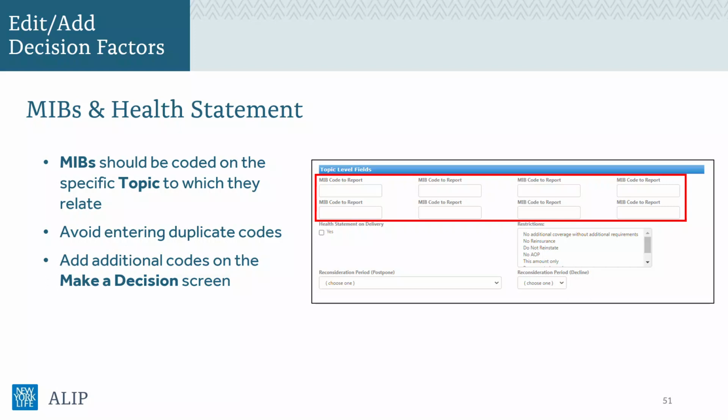If more MIBs need to be coded than the slots offered for the topic, they can be coded directly on the Make a Decision screen. Also, in this section is a place to mark if a health statement on delivery is needed.